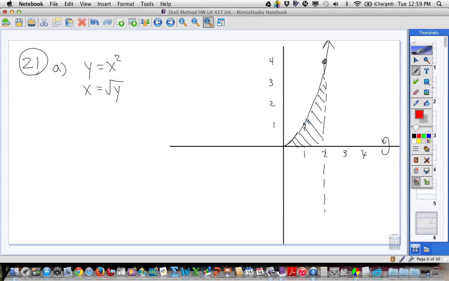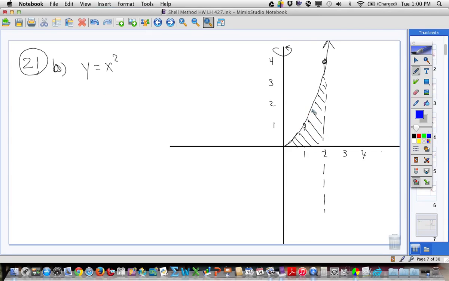So on this one, if you wanted to keep vertical strips, then what would this be, shell or disc? This would be disc, right? And that would be a good way to do this one. But if you prefer shell, it's not a bad one to do shell either. They're pretty easy equations to work with, but you'd have a horizontal strip if you were going to do shell. Either way is pretty equally easy on 21A.